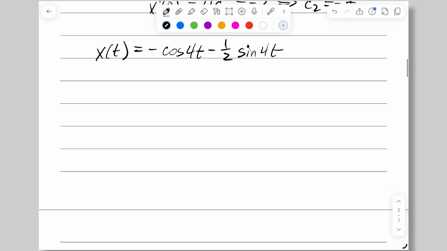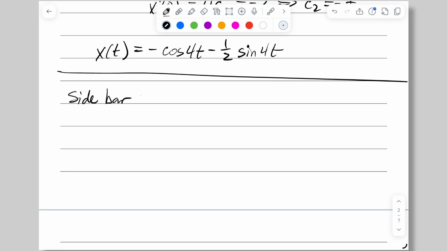For what we need to do, we're going to get into some trig. So we're going to take a sidebar here, and we're going to go back to the form where we had x of t was c1 cosine of 4t plus c2 sine of 4t.